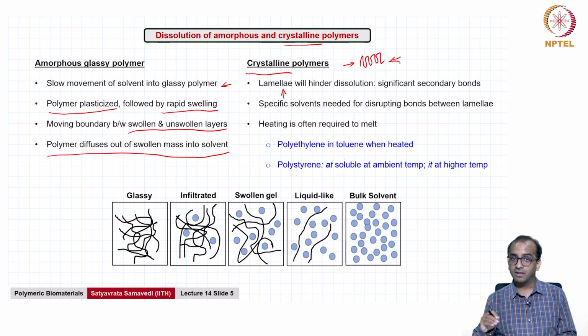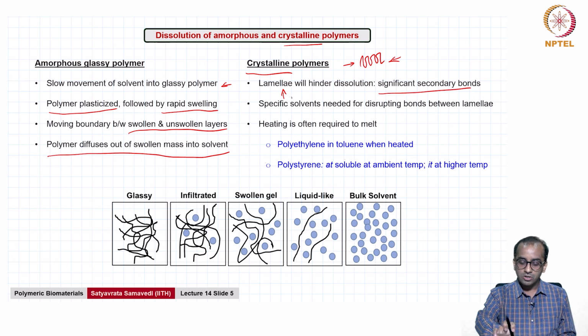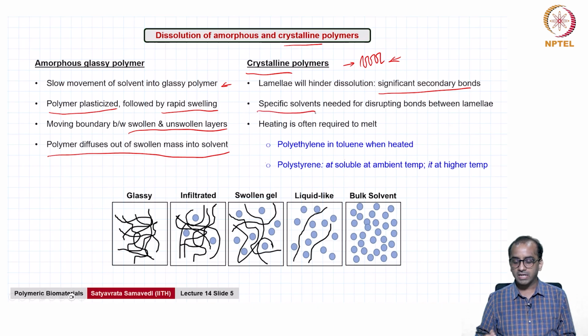In fact, when we look at degradation later, we will see that when you have a semi-crystalline polymer in an aqueous environment, and you're looking at hydrolytic degradation, water penetration, which is analogous to solvent dissolution, will first occur in the amorphous regions. Those are more easily attacked compared to the crystalline regions, which get attacked much later. And the reasons are not hard for us to see because of the ordered structure and the significant secondary bonds that hold them together. So, very specialized solvents are typically needed for disrupting the bonds between the lamellae.